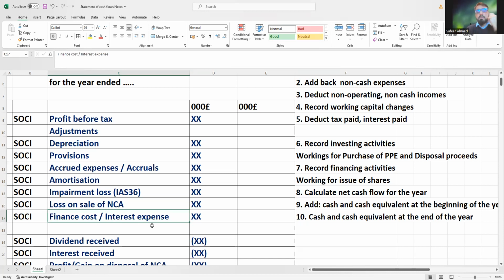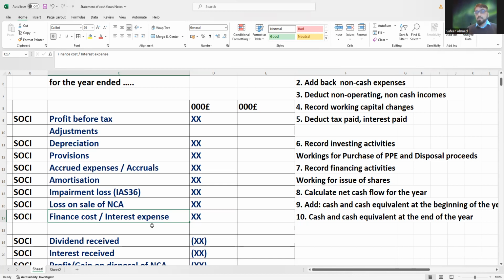We also add back finance costs, interest expense. And this is where students normally get confused about why we are adding this back, because we normally deduct it a little bit further down, as interest paid. So why are we adding this back here? Well, as part of the IAS 7 pro forma, we have to add it back. It might be the same amount which was the interest expense for the year and we have paid all of it, or it could be different as well.